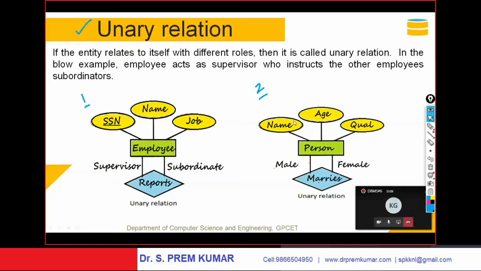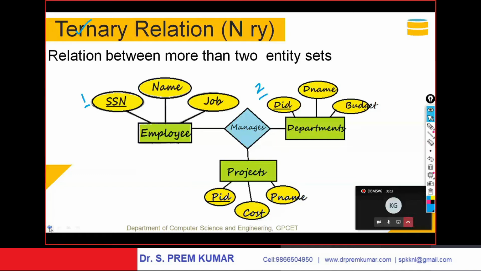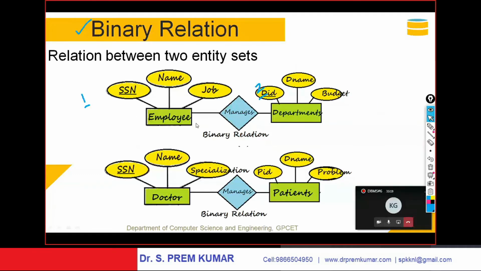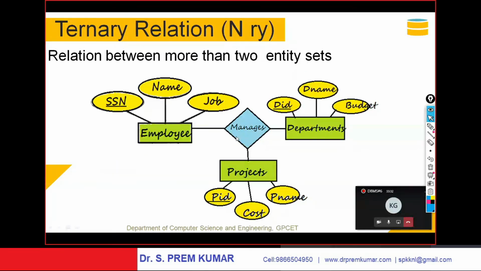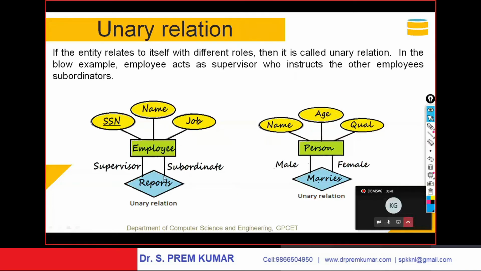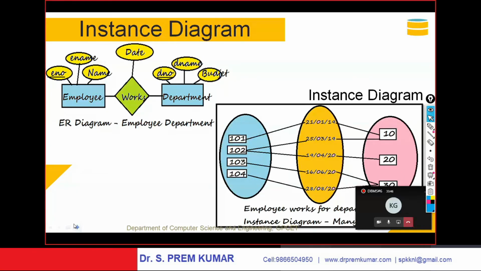If you go with the binary relation, if one entity is linked to another entity, that comes to binary relation. First entity is person, second entity is department. If this is the case, then it is called binary relation. If more than two entities are involved, it is called ternary relation or n-ary relation. Suppose an entity is connected to itself, it is called unary relation.